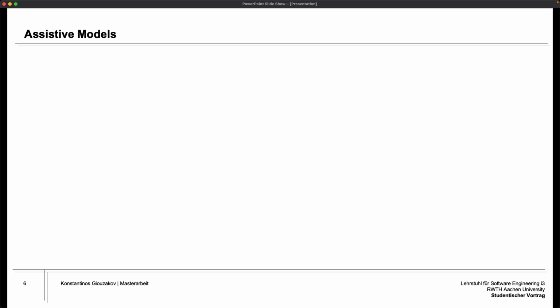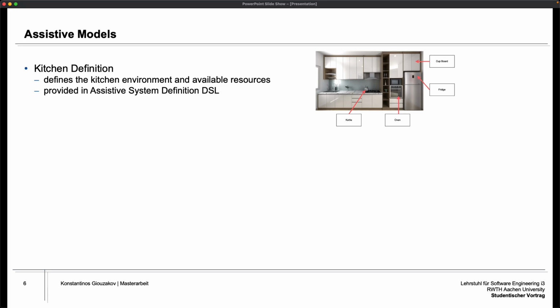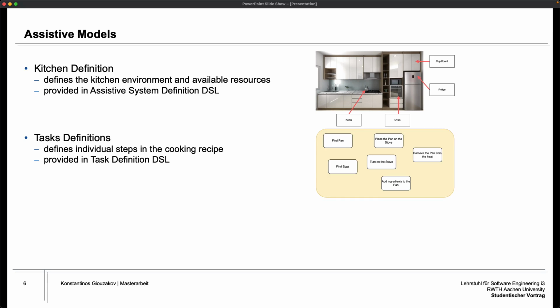For our assistive system to be fully functional and compatible for advanced assistive processes, 3 models are expected, each with a clear scope. The first model is the kitchen definition. This model is provided in Assistive System Definition DSL and specifies the kitchen environment. For instance, it defines what ingredients, resources are available, where to find them, and how to use them. Next model is the task definition. This model is written in Task Definition DSL and defines the description of individual steps in a cooking process.